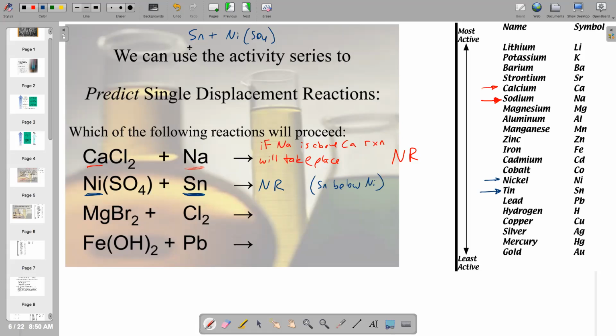It doesn't matter for the reactants which reactant comes first. So it's not the order of the reactants. What matters is if the element that's by itself would replace a similar element that's already in the compound. This is the same thing, also no reaction. So it's not the order in which the elements appear in the reaction the way it's written, because it's irrelevant whether the tin is written first or the nickel's written first. What matters is that the element that's by itself has to be above the element that's trying to replace in the activity series.